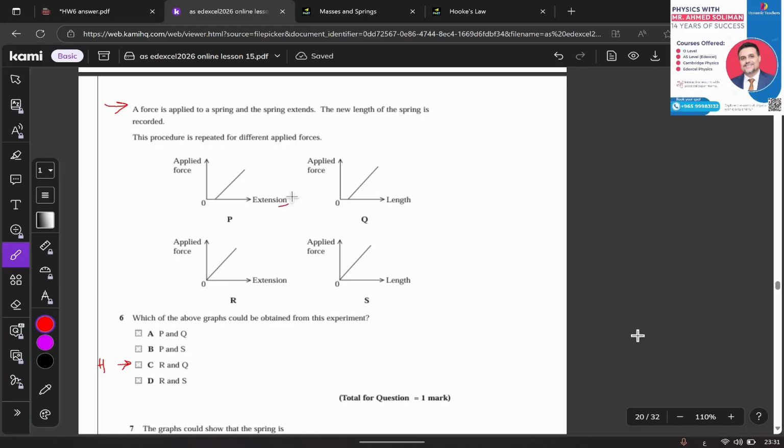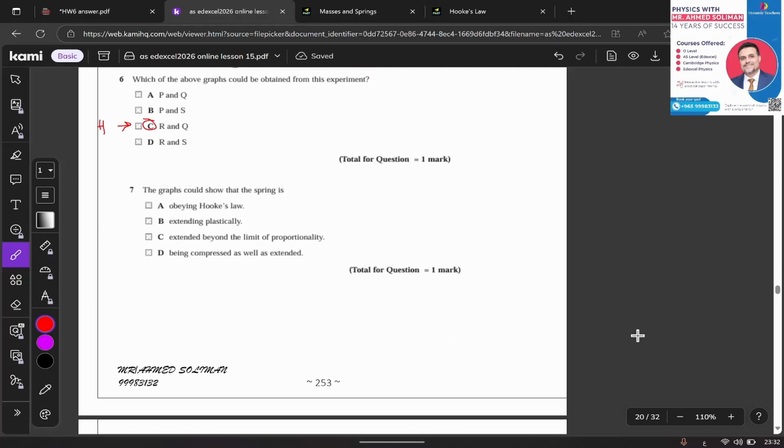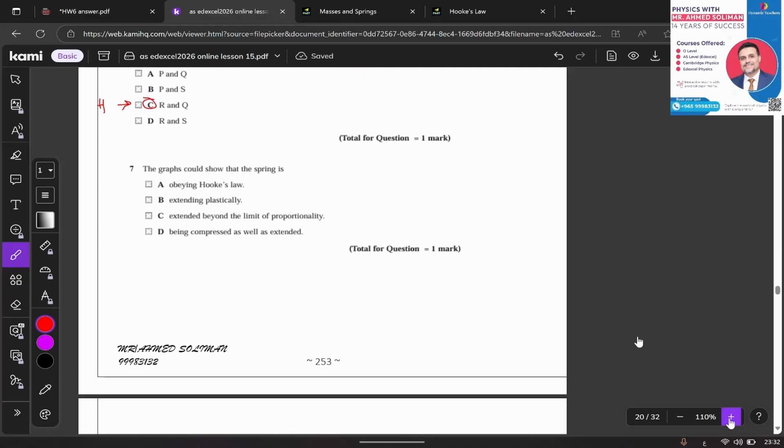So now we have extension that doesn't start from zero. This is incorrect, right? So Q is correct, right? Yes, Q. And R is correct. So C is the correct answer. Now it's your turn, Mirola.